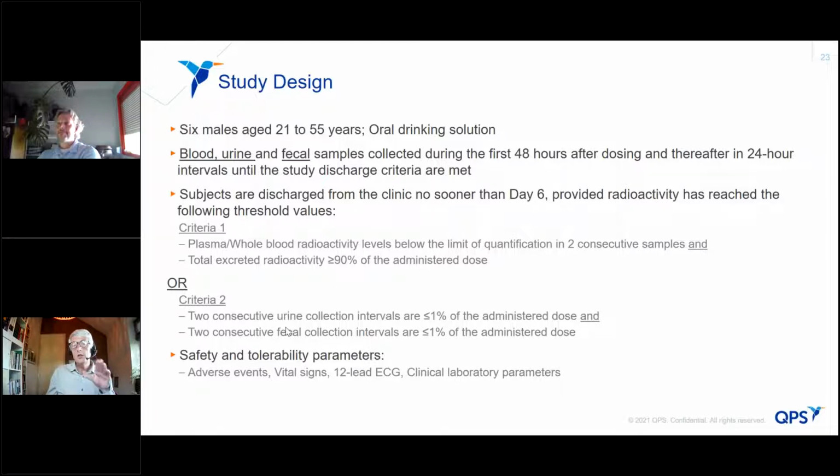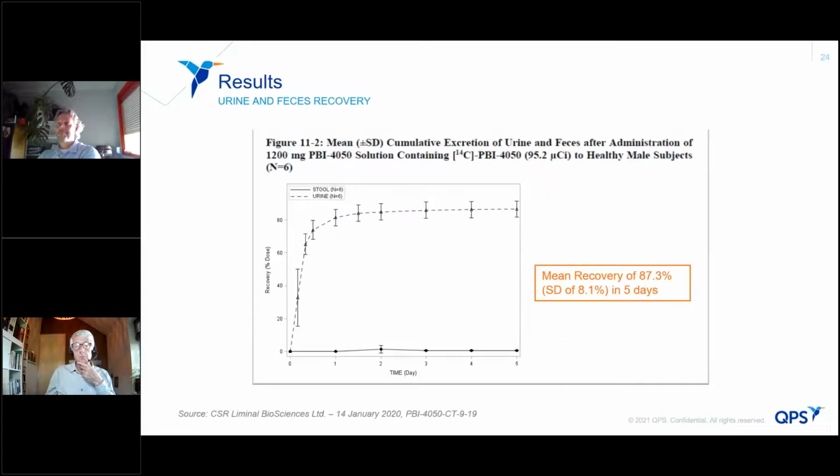Safety and tolerability were measured. It's of course not one of the primary objectives, so it's normally fairly standard: AEs, vital signs, ECGs, and clinical safety labs. This shows the results of the study. The overall recovery was 87.3% in 5 days, of which by far the majority of the excretion was in urine. A very minimal amount of drug was excreted in the fecal samples.